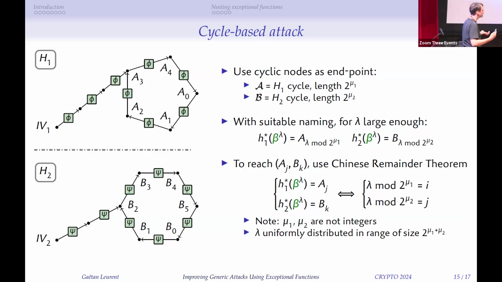And when you do that, if you want to reach a specific pair of values in A and in B, you end up with just a simple system of modular equations. You just want lambda modulo the length of the first cycle to be something, and lambda modulo the length of the other cycle to be something else. And we know how to solve those equations. We just have to use the Chinese remainder theorem, and we get a specific value of lambda, which means we get a specific message with lambda blocks of this fixed value beta that will reach exactly this pair of states. So that's the construction, in a nutshell, the multi-cycle attack.